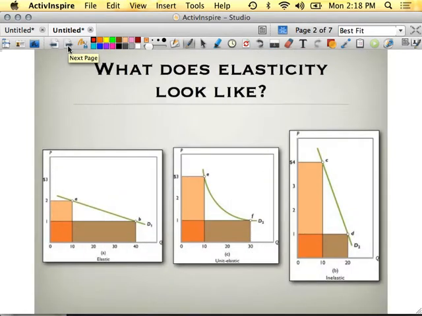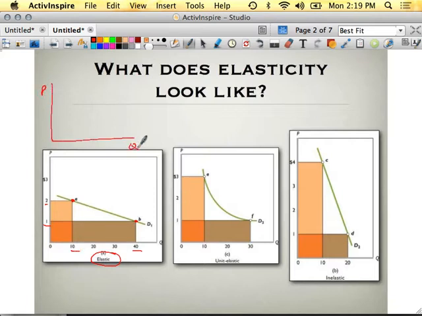What does elasticity look like? You can see this graph over on the left, graph A. It says elastic, which means there is a lot of responsiveness as you change the price. If you were to increase the price from $1 to $2, you can see the quantity demanded decreases substantially from 40 units down to 10. You would say people are very responsive.